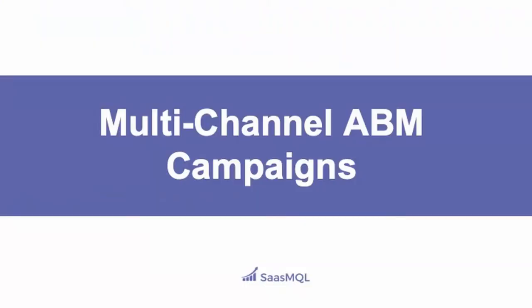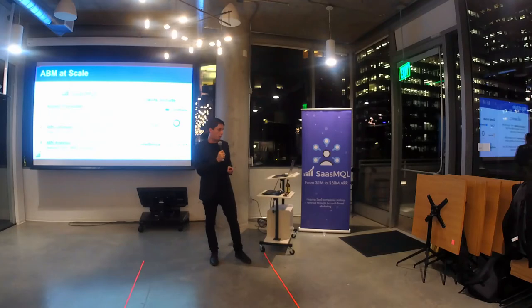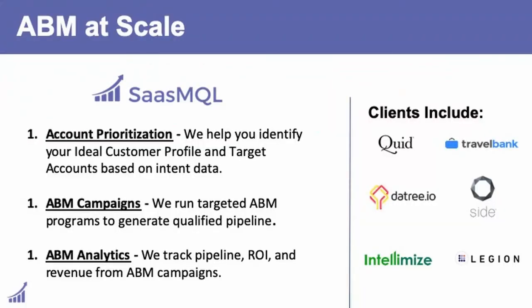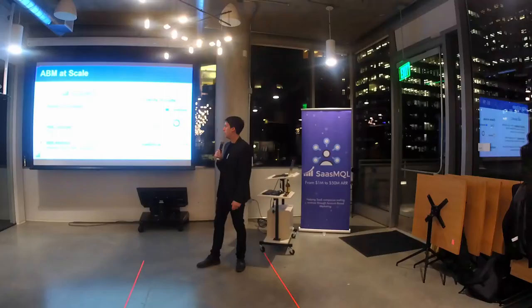Good, so now let's jump on the actual topic. Obviously, we did slides of what we do. We're a SaaS MQL agency for account-based marketing. We work with SaaS companies on three major processes. Number one is selecting and prioritizing accounts. Number two is running the actual campaigns and executing on that. And number three is the analytics, tracking everything, ROI, engagement, and all the metrics that we need.